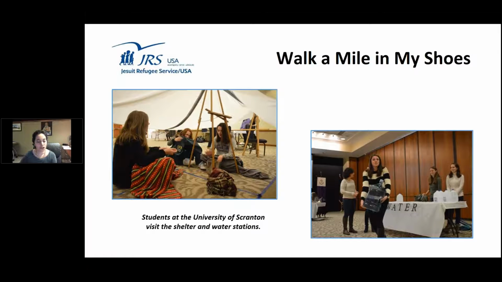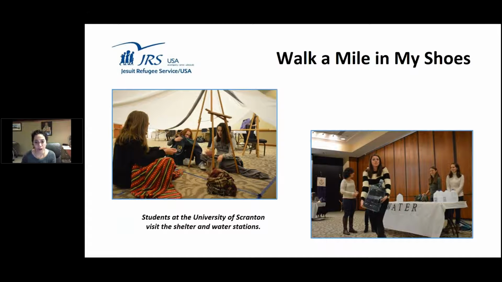Now, here's just a couple more pictures. These are students from the University of Scranton. The photo on the left is of a shelter station, so you can see they developed this mock tent, if you will, and we marked out how much space in technical UN terms a refugee is allotted. So they get a sense of how uncomfortable, how cramped that space is, in particular if you're thinking of a family that's sharing that limited space.